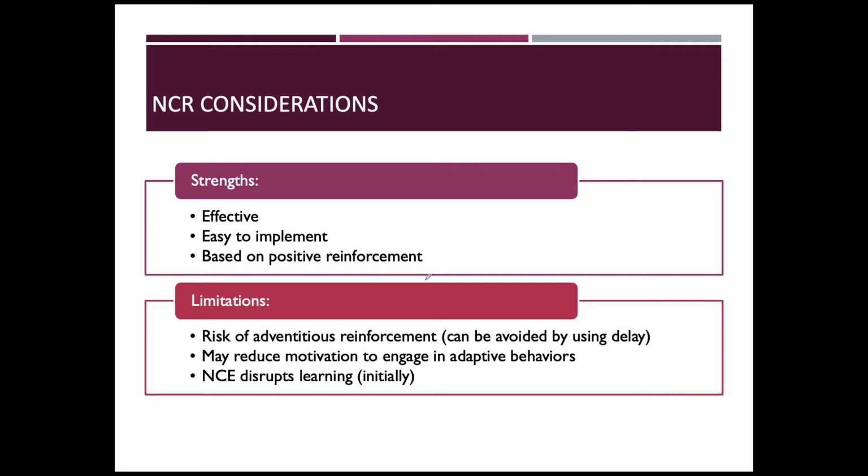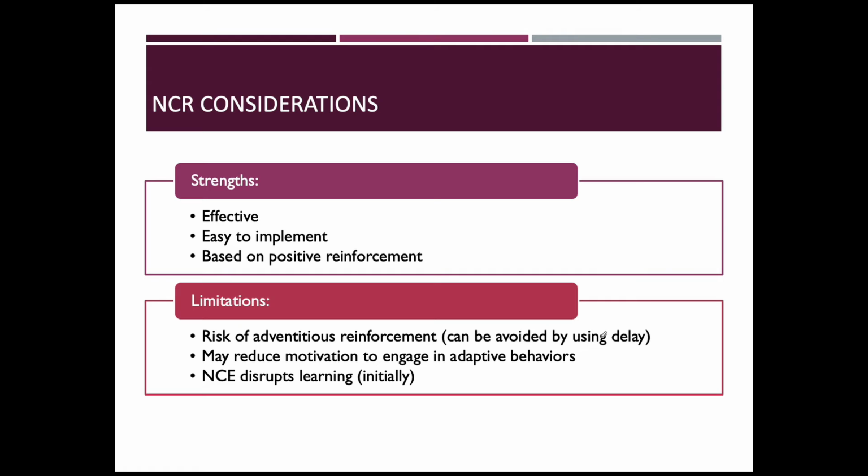We're just piling on the reinforcers to decrease the value of the reinforcer. And it's based on positive reinforcement. That's always considered a good thing. The limitations are there's a risk of what we call adventitious reinforcement. So let's just say you have an NCR schedule at a fixed interval 30 seconds, and at second 28, the individual engages in self-injurious behavior, and you are scheduled to deliver reinforcement at 30 seconds. That could reinforce the problem behavior, which obviously we don't want to do.